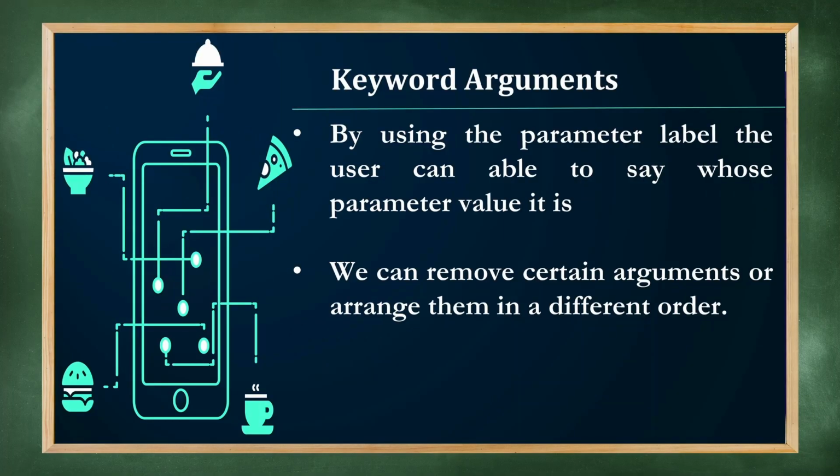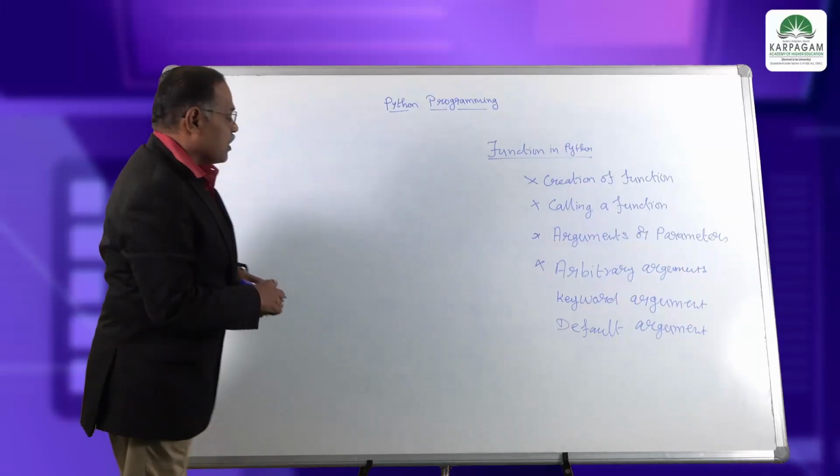Next we are going to see about the keyword arguments. I can assign a value to a variable and the variable can be passed, or while passing itself I can assign a value and I can pass it. That is the keyword argument. Now we are going to see it.